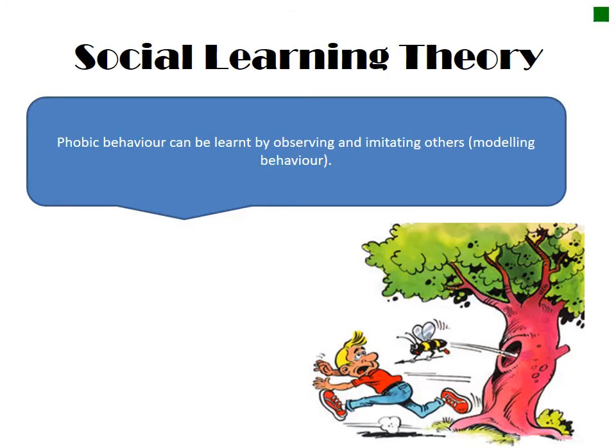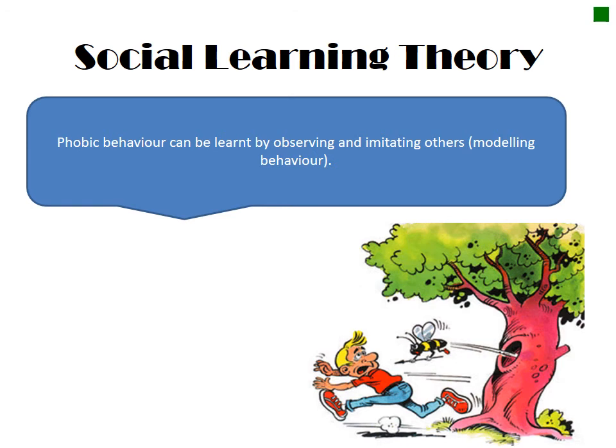Social learning theory, finally, is another explanation of how phobias can be acquired from the learning approach. And this is very simply that the phobic behaviour can be learned through observing and imitating others. Now, there's an entirely separate video on social learning theory, but you know that the most important phrase throughout this is this idea of role models.